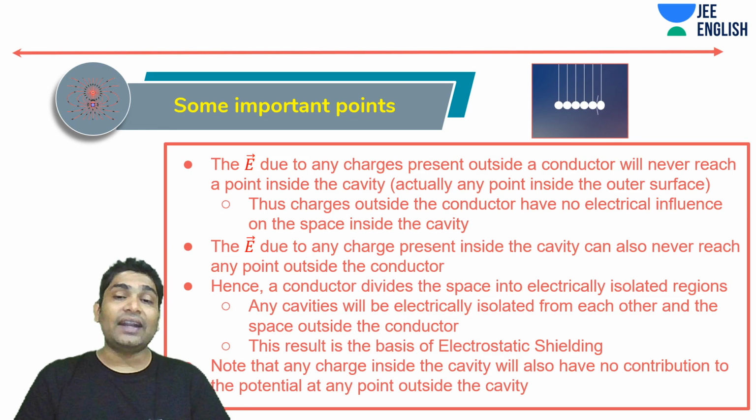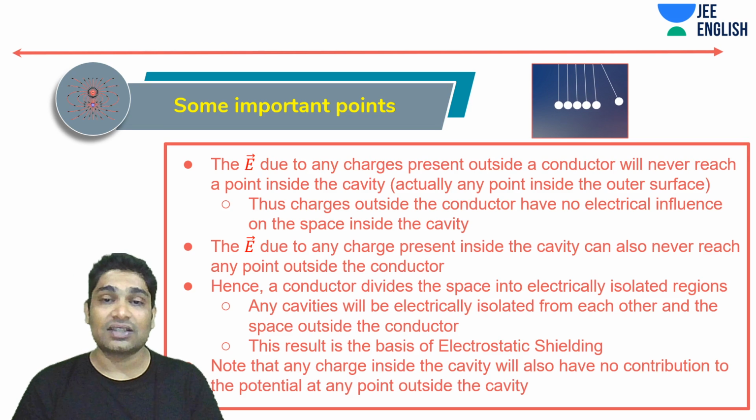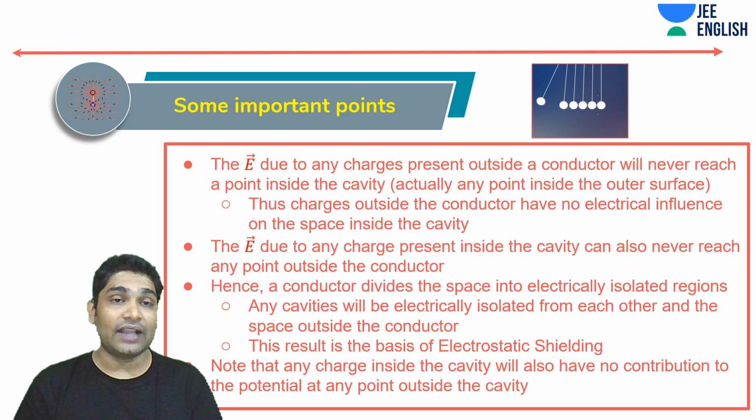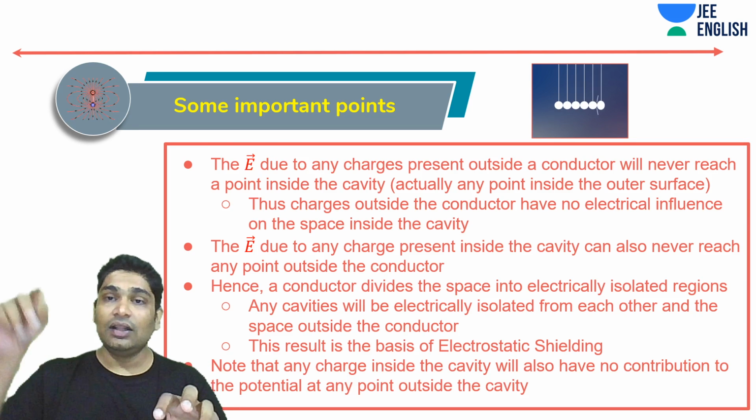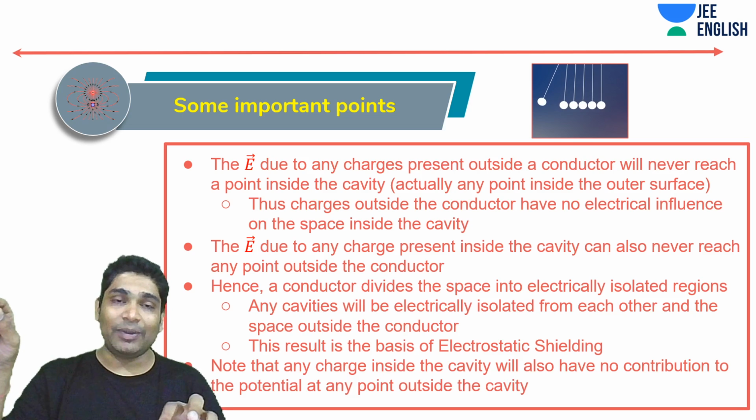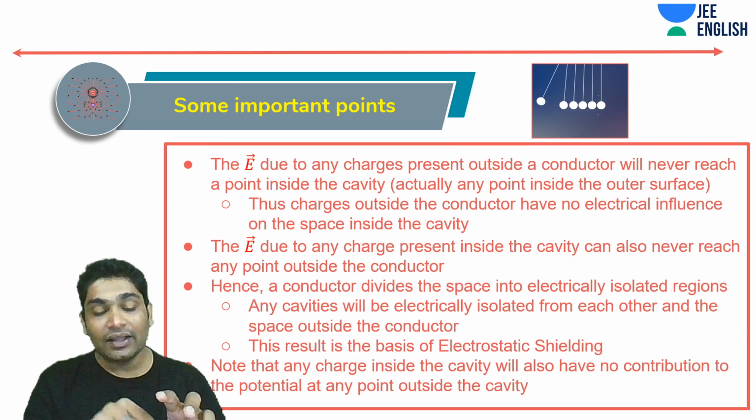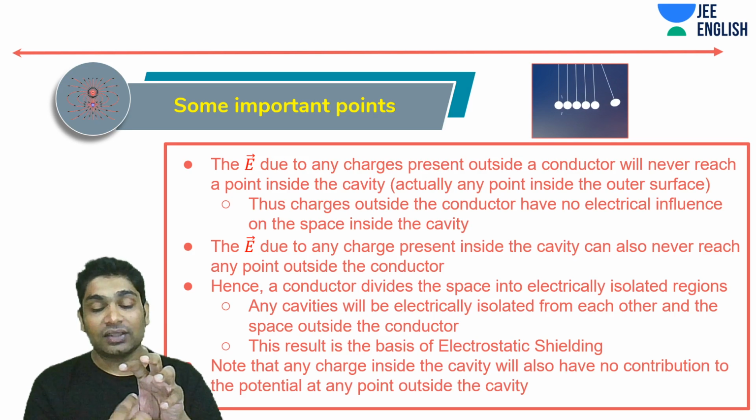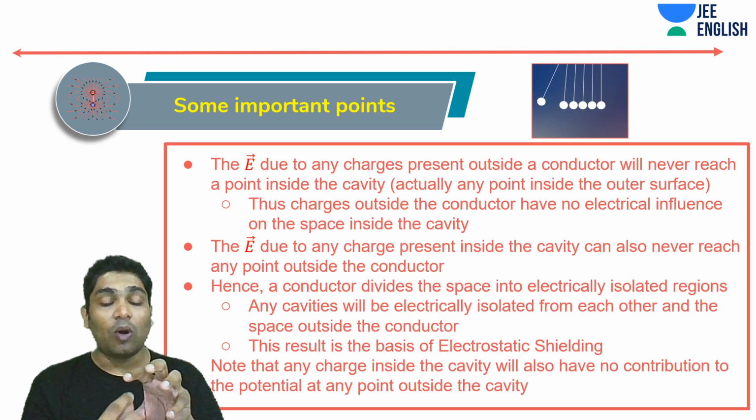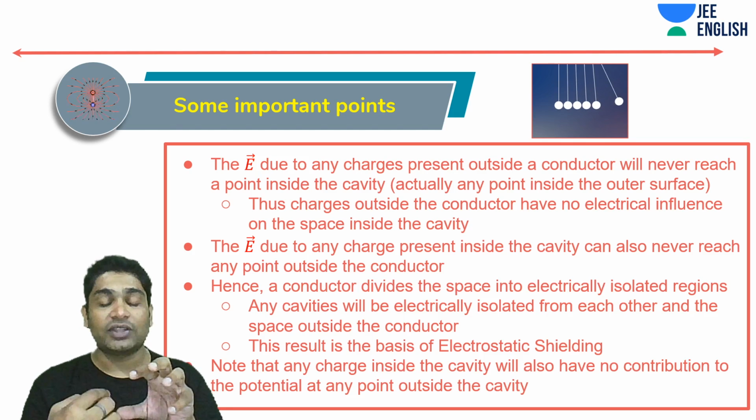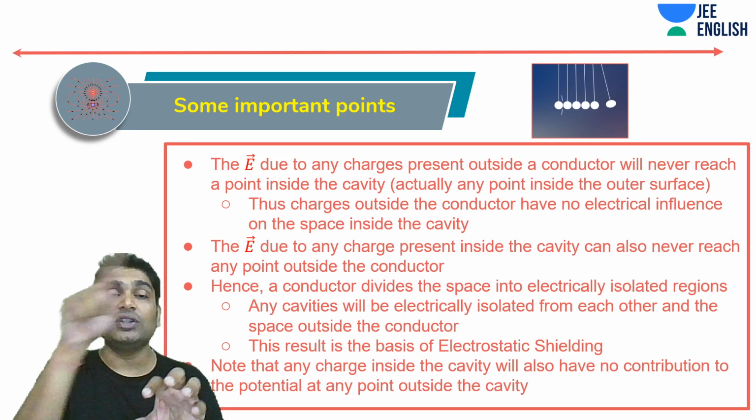So hence I can say that a conductor divides space into electrically isolated regions. What do I mean by that? Electrically isolated regions, that one region, let's say outside the conductor, whatever electrical activity is happening here cannot have any effect inside the cavity. Similarly, I told you when we were moving the charge inside the cavity to different positions from center to here, all that was doing was changing the charge distribution inside the cavity, but it has no effect on the charge distribution on the surface.